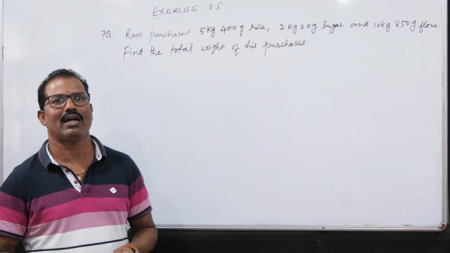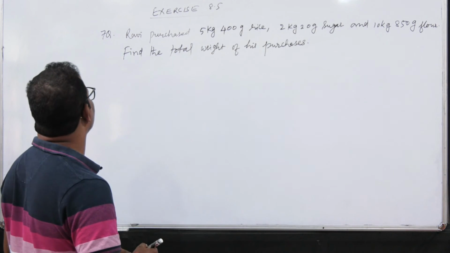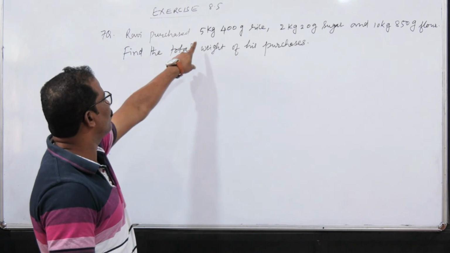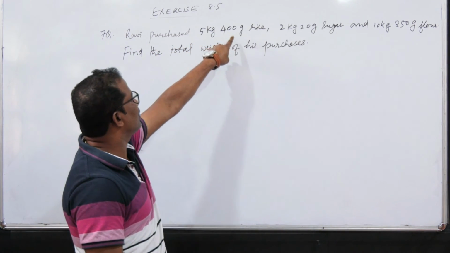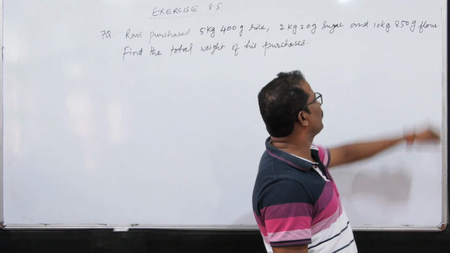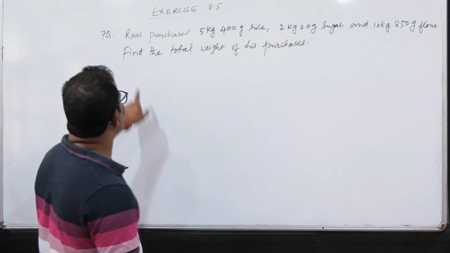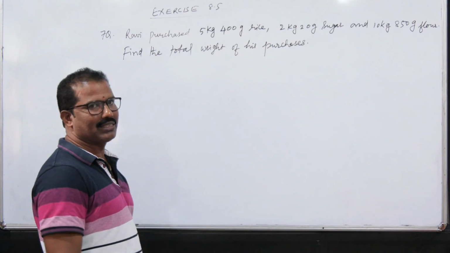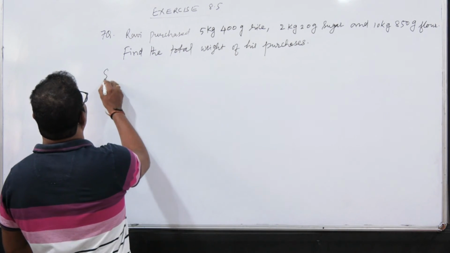Students, now we are going to see the last question of this exercise, that is the 7th question. Ravi purchased 5 kg 400 gram rice and 2 kg 20 gram sugar and 10 kg 850 gram flour. Find the total weight of his purchases. So how to find the total weight?